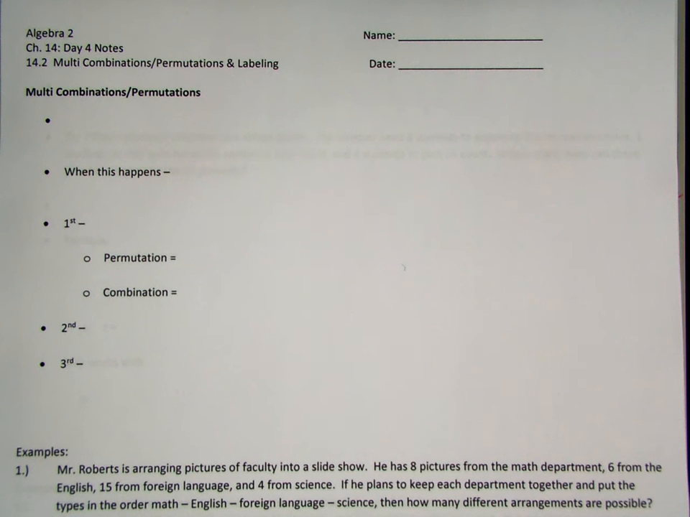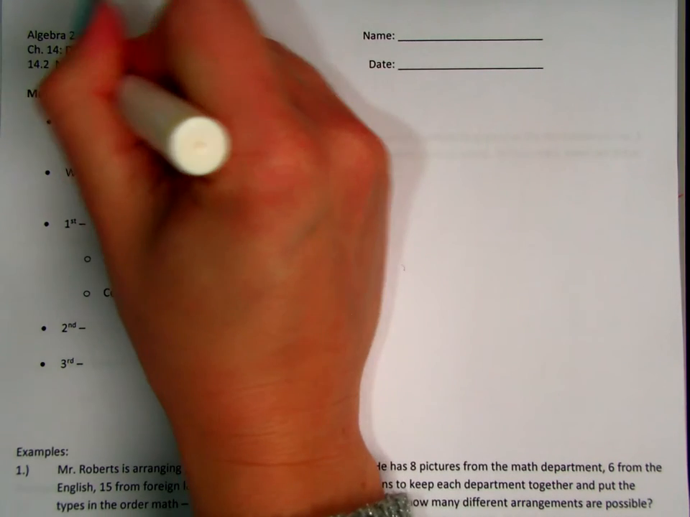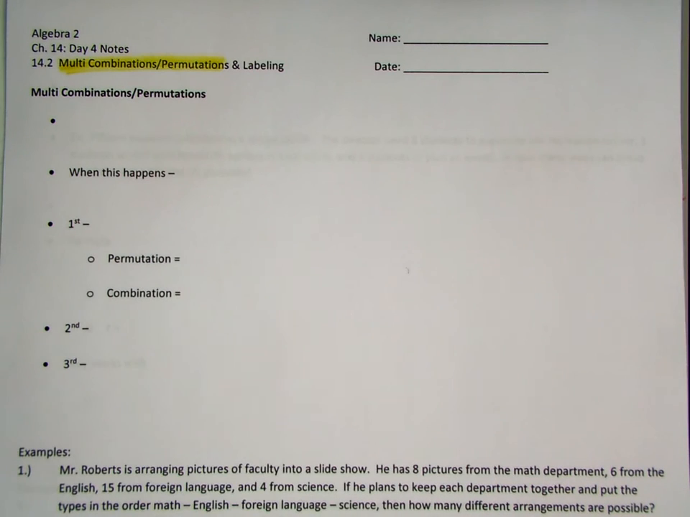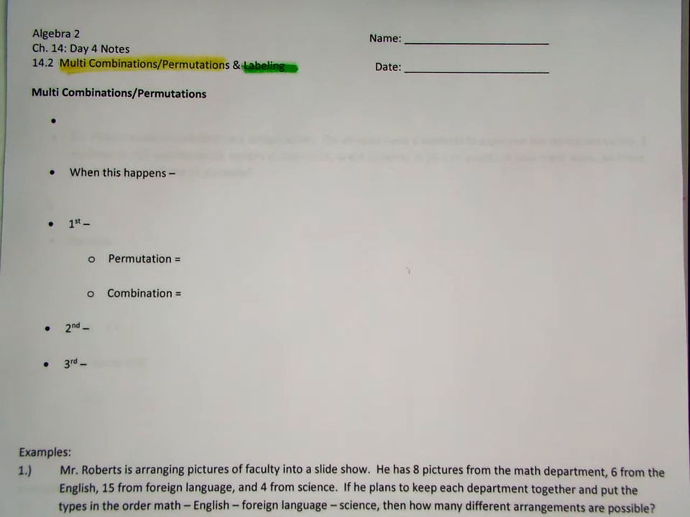All right, so today we're continuing on with 14.2, which was about combinations and permutations, but now we're combining the combinations and permutations together into multiple combinations and permutations, and we will also be working on this idea of labeling. So by the end of this, you need to be able to find the number of arrangements for a multiple combination permutation, and also be able to find the number of arrangements for a labeling problem and identify them as labeling.